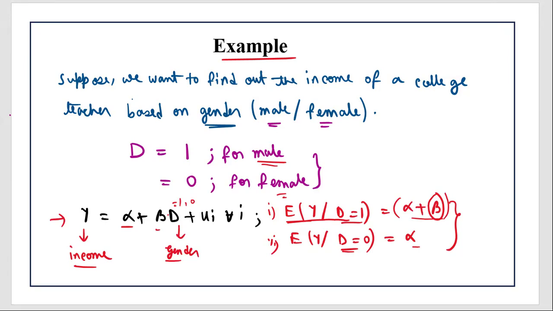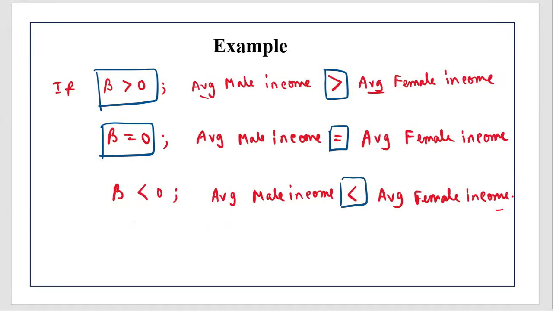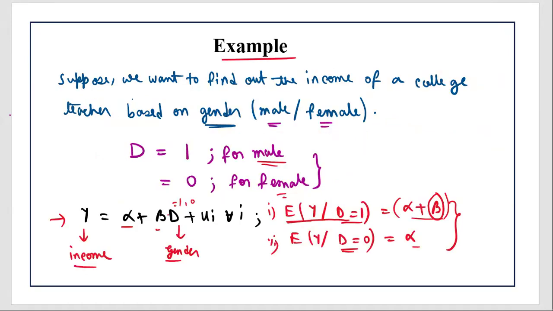Now, how do you compare the salary of these two college teachers? Everything depends on this parameter beta. If beta is greater than 0, then the average male college teacher income is greater than the female college teacher income. If beta is 0, then they are equal. If beta is less than 0, then the average male college teacher income is less than the average female income. I hope this example is very clear and you know how to introduce a dummy variable in your model.